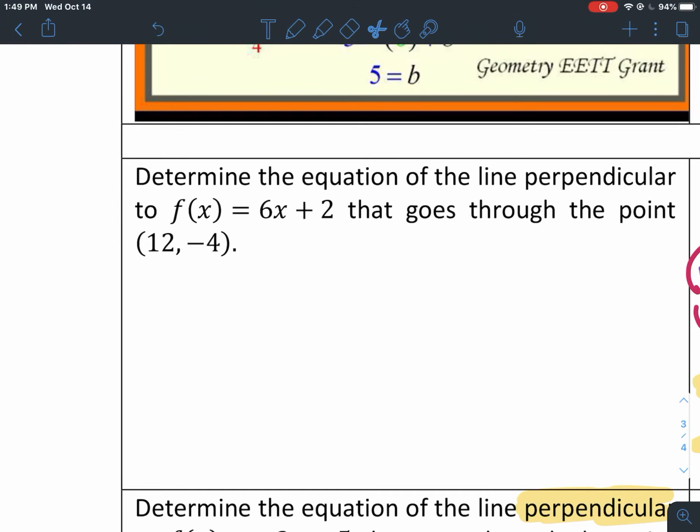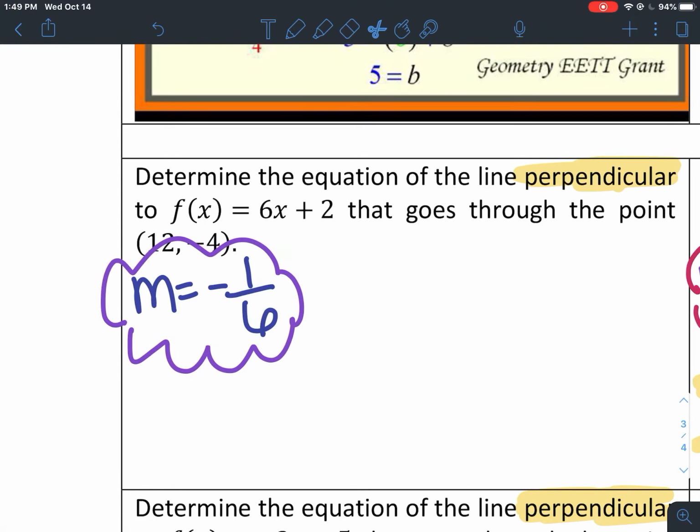So for the first one, the equation of a line that is perpendicular, so that 90-degree angle, they intersect, to f of x equals 6x plus 2, and it's going to go through the point (12, -4). Okay, so I'm given my slope, perpendicular, meaning opposite reciprocal slopes. So it was positive 6, so my opposite reciprocal slope is going to be negative, and I'm going to flip the fraction to be 1/6 because it was 6/1. So -1/6.